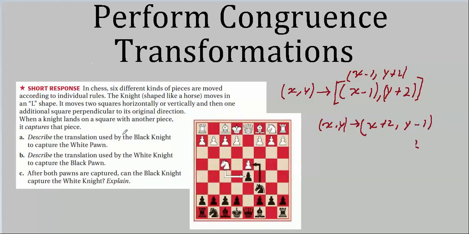Now, after both pawns are captured, can the black knight capture the white knight? Well, the black knight would be here, the white knight would be here. No, there is no transformation that goes 2 in one direction and 1 in the other that would end up right next to it. You can't do that.